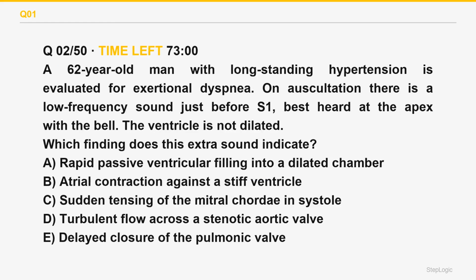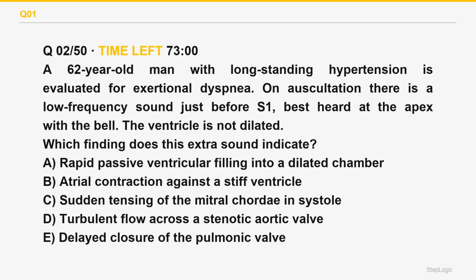If you see a normal A-a gradient with a high PaO2, think hypoventilation, and look for the drug. Which finding does this extra sound indicate? A 62-year-old man with long-standing hypertension is evaluated for exertional dyspnea. On auscultation, there is a low-frequency sound just before S1, best heard at the apex with the bell. The ventricle is not dilated.